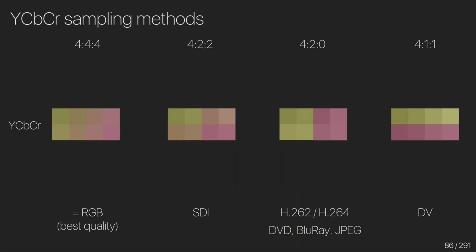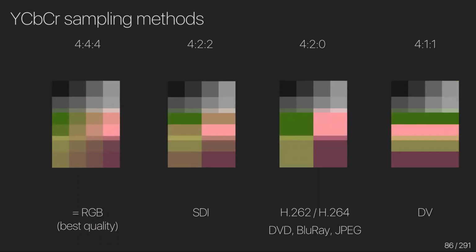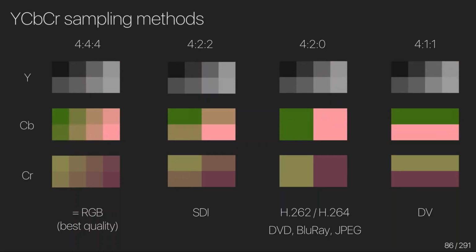So we have different methods, 444, 422, 420, and the difference between them is this. With each of them, in the luma, the Y, each pixel has its own information. With 444, in the chromaticity information, you can see that each pixel has its own information. However, if we go to 422, we can see that two neighboring pixels are sharing the same chromaticity information. And going down to 420, that's where we have four neighboring pixels sharing the same information. And 411 is the same, just in a different format.